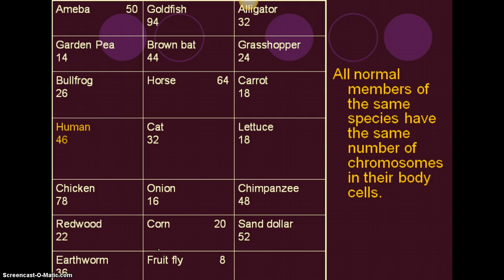You can see here that some things, like the fruit fly, only have 8 chromosomes, and that's one that's often studied in genetics because it only has 8 chromosomes, so there's not as much to have to look at. But then there's some things like an amoeba that has 50 chromosomes. So it doesn't necessarily relate to how complex that organism is. It's just how that organism is made and how many chromosomes it needs to have all of the DNA it needs.